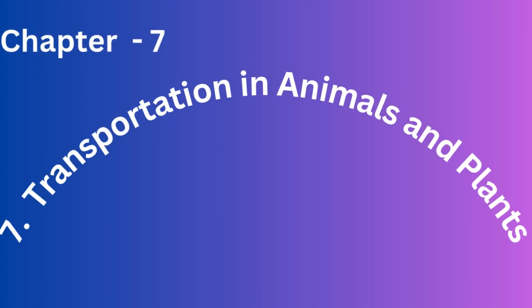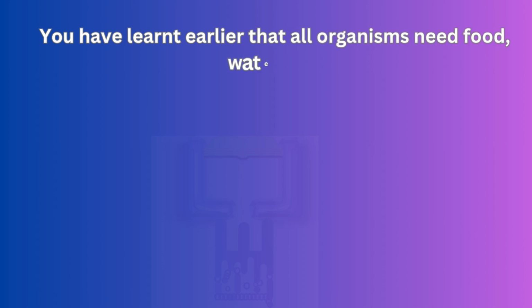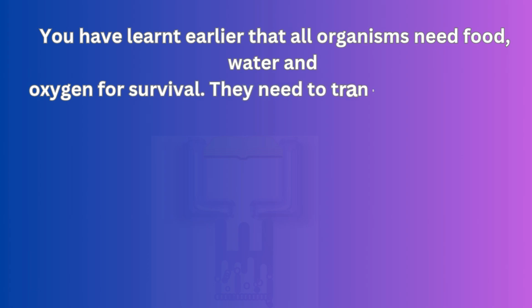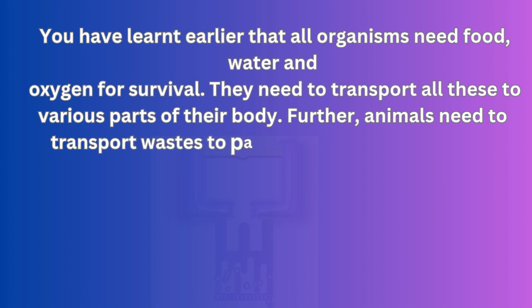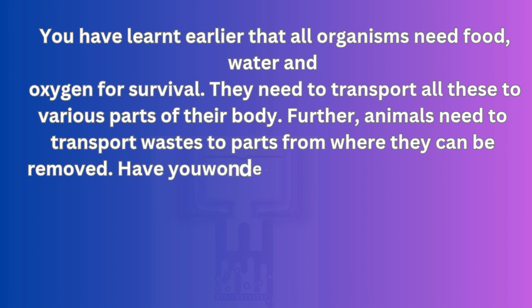7. Transportation in animals and plants. You have learned earlier that all organisms need food, water, and oxygen for survival. They need to transport all these to various parts of their body. Further, animals need to transport wastes to parts from where they can be removed. Have you wondered how all this is achieved?